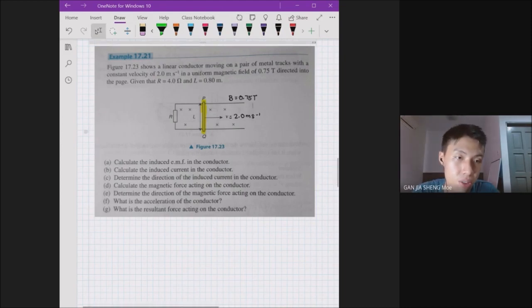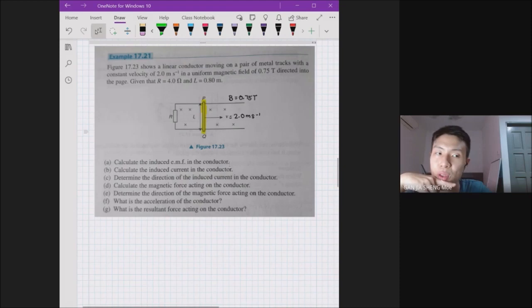Then they tell us that the resistance is 4 ohm and the length is 0.80 meter. The length is the length from point P to point Q over here. So this is the situation we are given. Let's look at question A. Question A says calculate the induced EMF in the conductor.